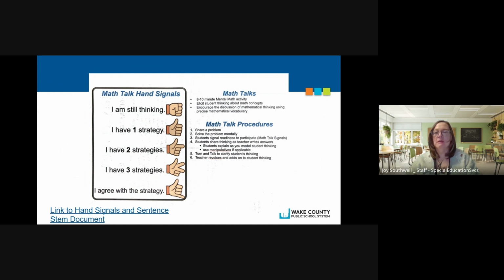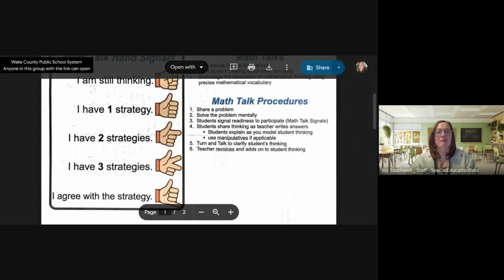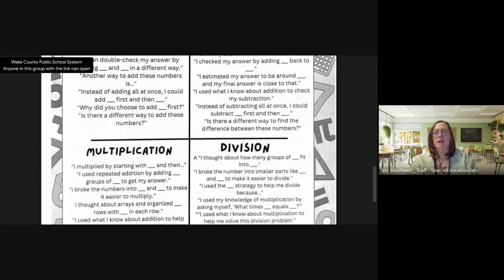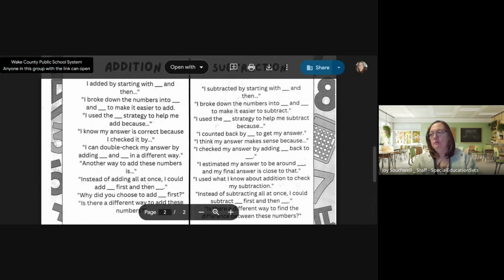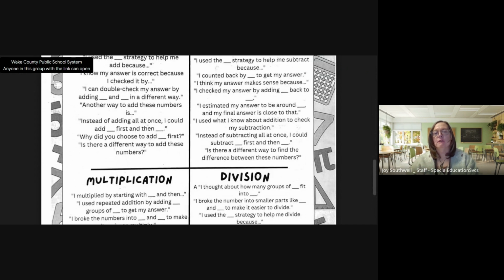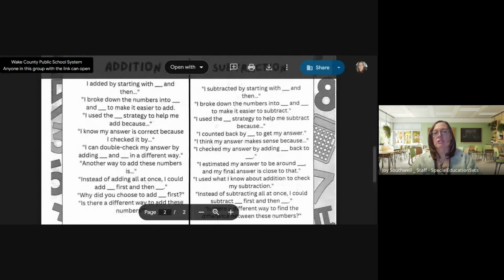I don't think that there is any one right or wrong way to do a math talk, but I think our Fluency kits do a really nice job of laying them out. If your kids are having trouble finding the words, there are also some sentence stems that I attached to this that you might want to model. You model using them and then ask the student to repeat that back to me. So you can say, okay, repeat this back to me: I broke the numbers into 3 and 7 to make it easier to add, or to 10 and 5. I use this strategy to help me add because.